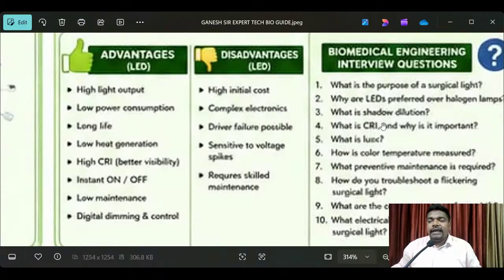Now I'm going to tell you what biomedical engineering interview questions will be there. See here, they will ask you: what is the purpose of the surgical light? And why are LEDs preferred over halogen lamps? These are very, very important. As a biomedical engineer, you should respond. That's why I explained, so based on my explanation, you will get a point.